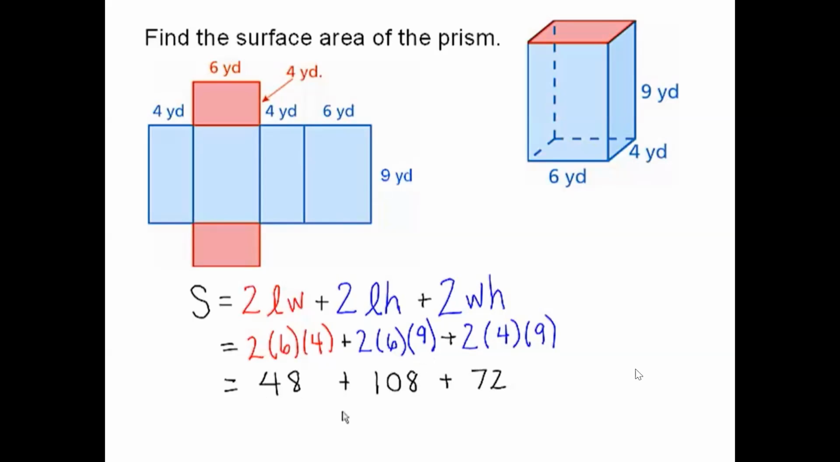So now we add these 3 numbers, 48 plus 108 plus 72, which is equal to 228. So we found that the surface area is 228 square yards.